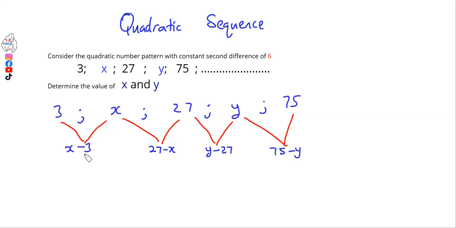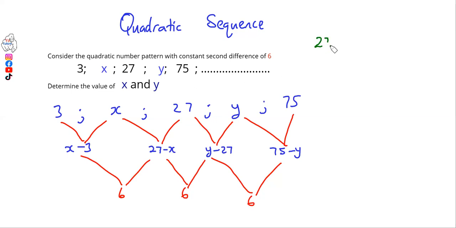Now, from there, what do we know? We know that the difference here is 6, here it's 6, here it's 6. So once we have that, if we subtract these two, we're going to get 6. Let's do that in writing. We're going to say 27 minus x minus, in bracket, x minus 3 is equal to 6. Now from this we're going to find x. So 27 minus x plus 3 is equal to 6.